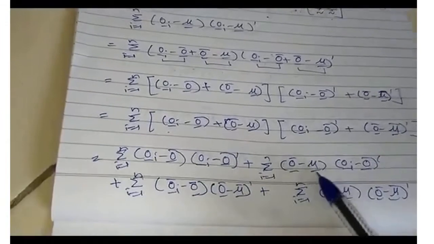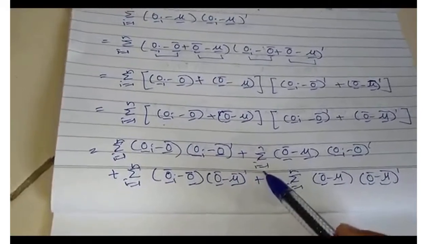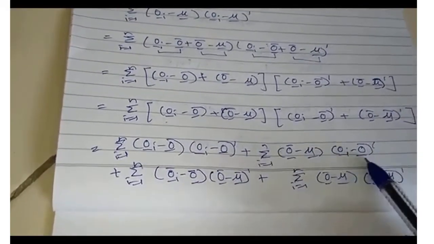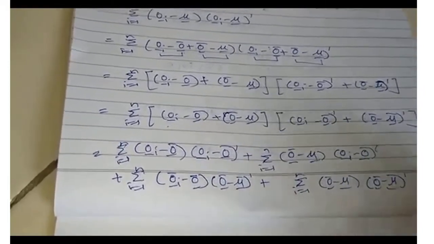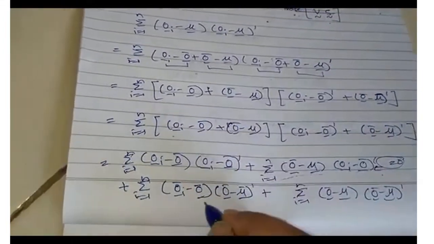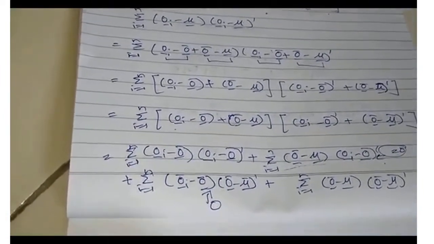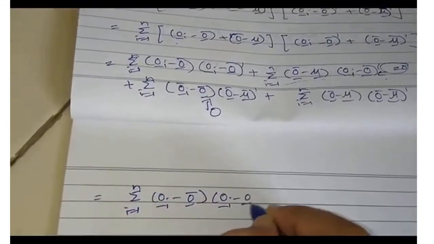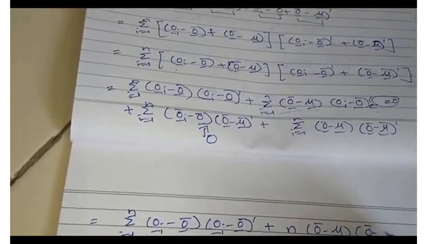Now x bar and mu are both constants, so that can be taken outside the summation because it doesn't depend on i. Sum over i going from 1 to n of xi minus x bar is basically the sum of deviations of observations from their mean. Hence this sum is going to be 0, so this term will be 0. Similarly, by the same logic, this term will also be 0. So I am left with sum over i going from 1 to n, (y minus x bar) times (y minus x bar) prime plus n times (x bar minus mu)(x bar minus mu) prime.